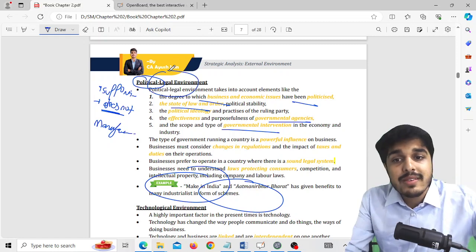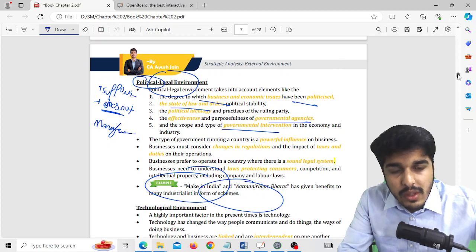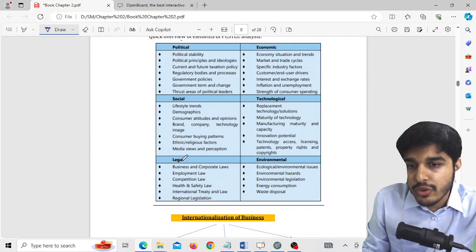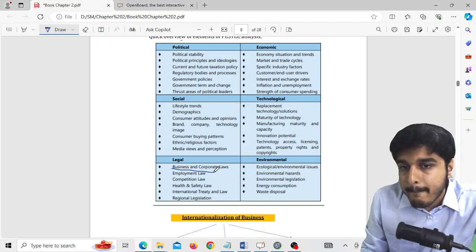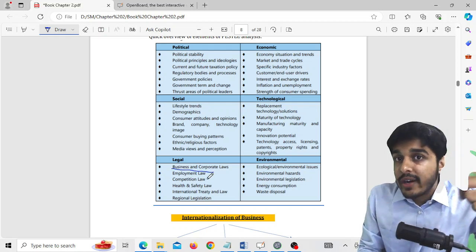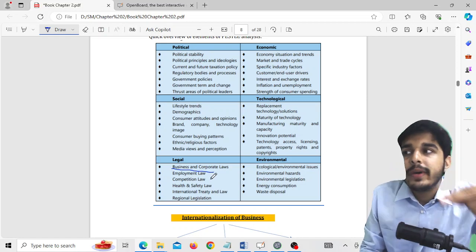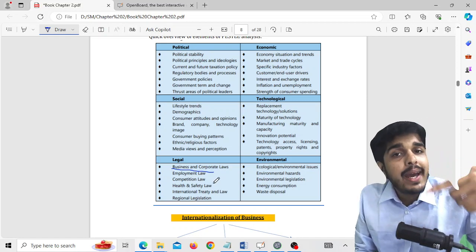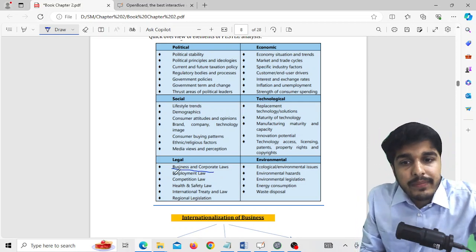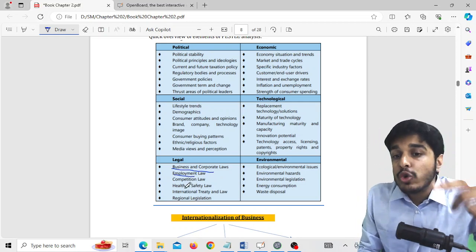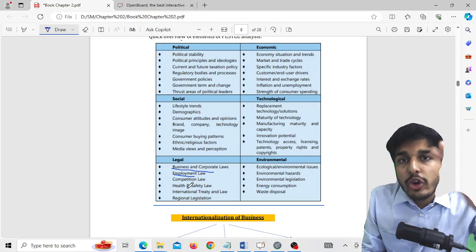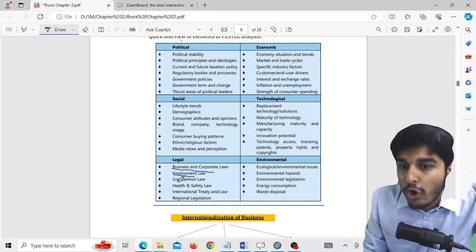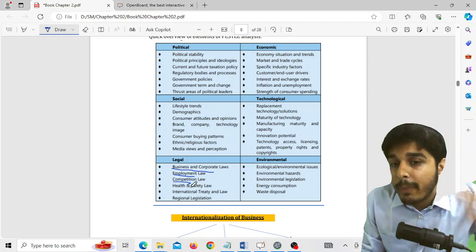What will I see in the legal environment? Very easy, it is the same as political, but in the legal part I will have to see whether my strategy supports business and corporate law. It means whether I am following GST law from time to time, whether my strategy is supported by the Companies Act, whether I am doing good employment practices. It means I am not employing people who are under the age of 16. I am supporting employment law or not. Whether I am supporting competition law.